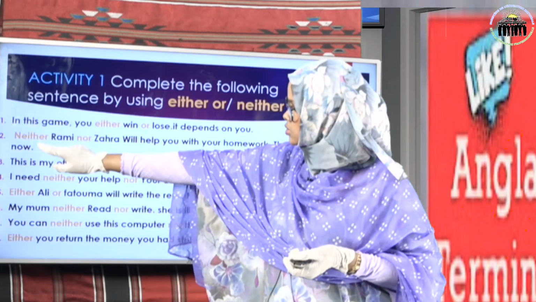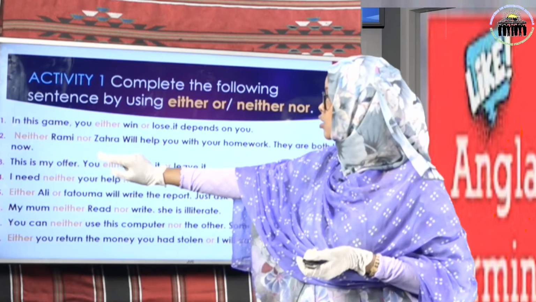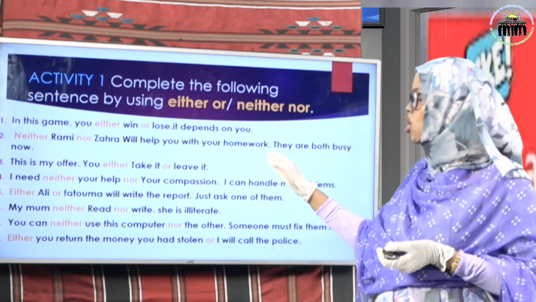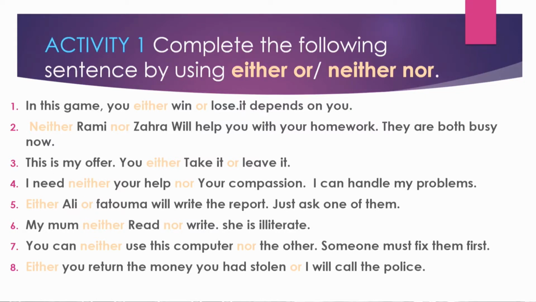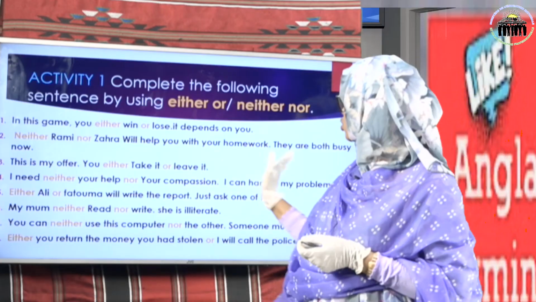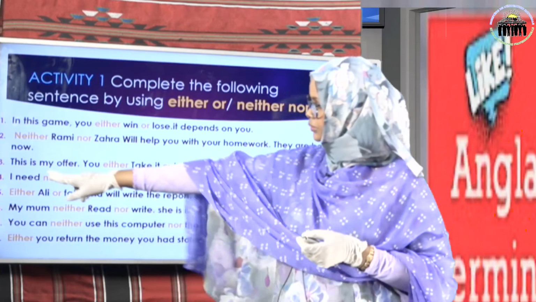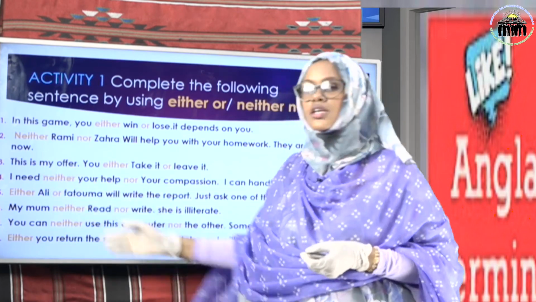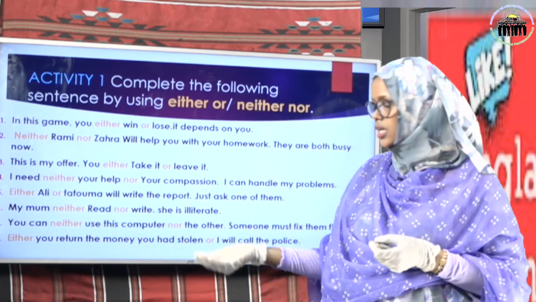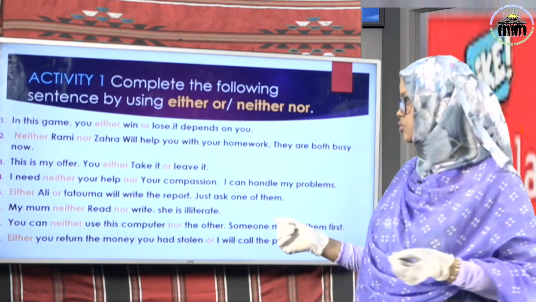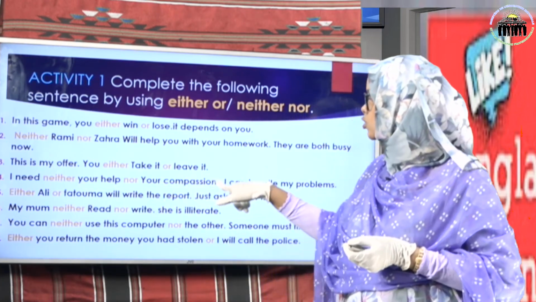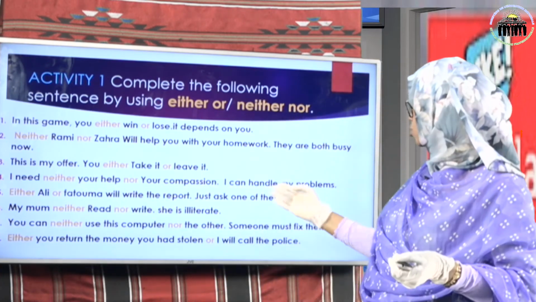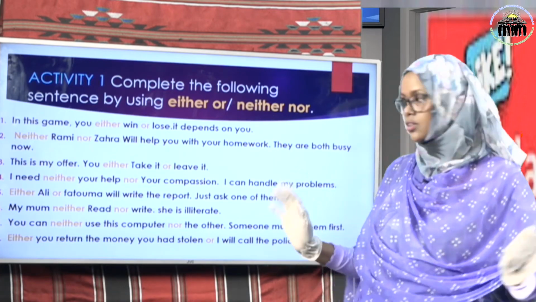Second sentence, neither Rami nor Zara will help you with your homework. They are both busy. Rami won't help you with your homework. Zara won't help you with your homework because both of them are busy. Third sentence, this is my offer. You either take it or leave it. Two choices. Number 4, I need neither your help nor your compassion. Why? Because I can handle my problems all by myself.